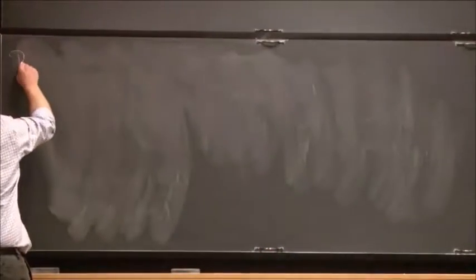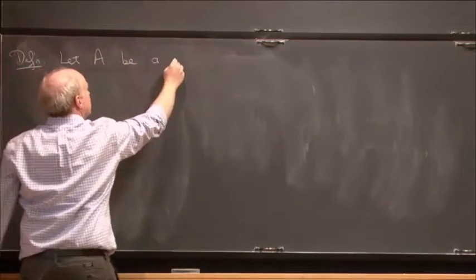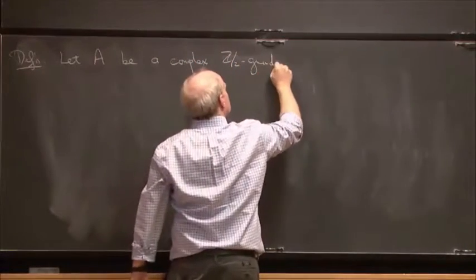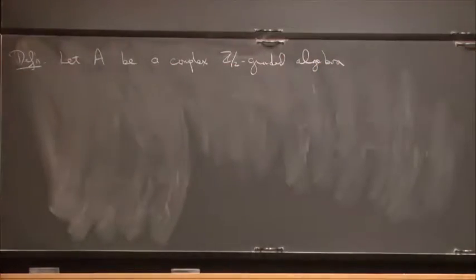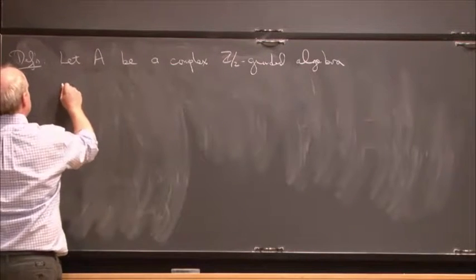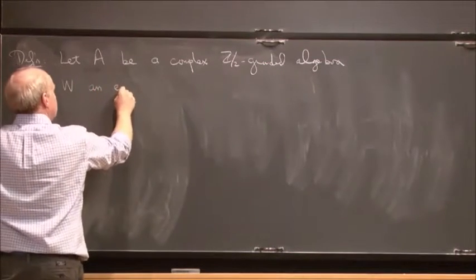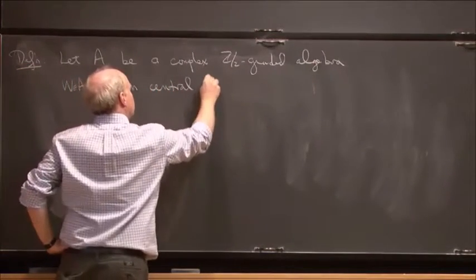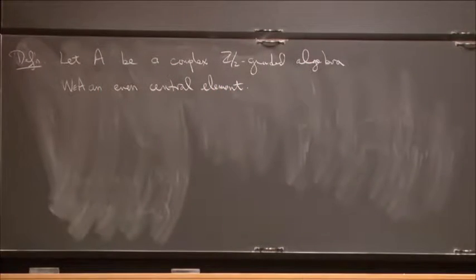So, definition, let's let A be a complex Z2 graded algebra, or superalgebra. But you can just think that that's a ring and forget the Z2 grading. And let's let W, that's the same W as there, be an even central element. So that's the thing we're going to factor, this W.